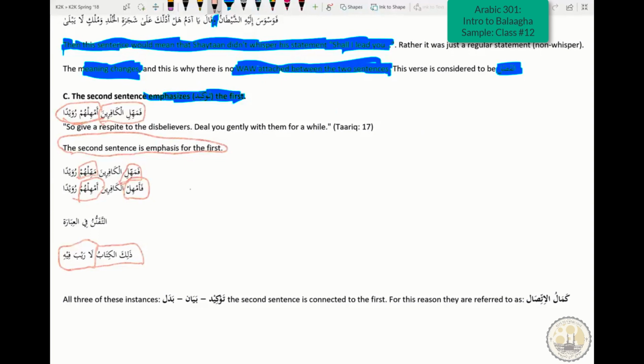All three of these instances, yani al-badal, al-tawkeed, al-bayan, the second sentence is connected to the first. For this reason, they are all considered to be al-fasl. And if you want to be more detailed, they are referred to as kamalu ittisal. Yani, there's a complete connection between sentence 1 and sentence 2. Okay. You guys with me? Any questions?